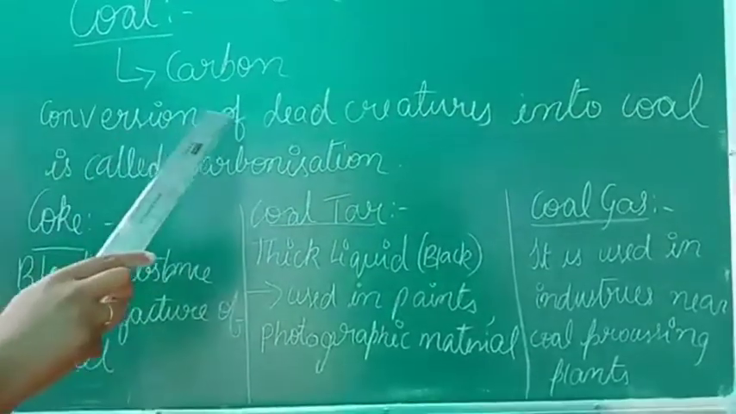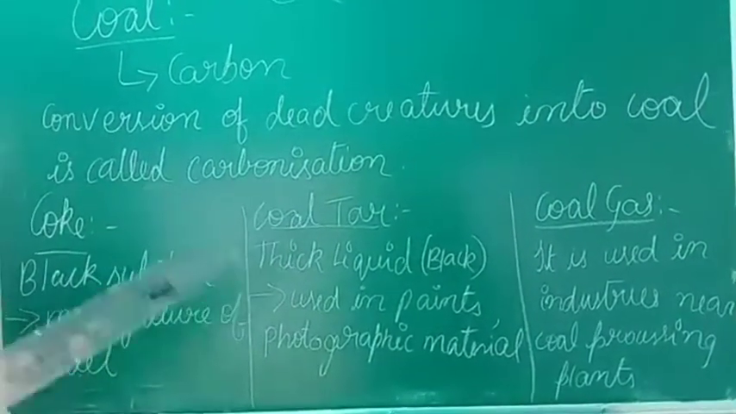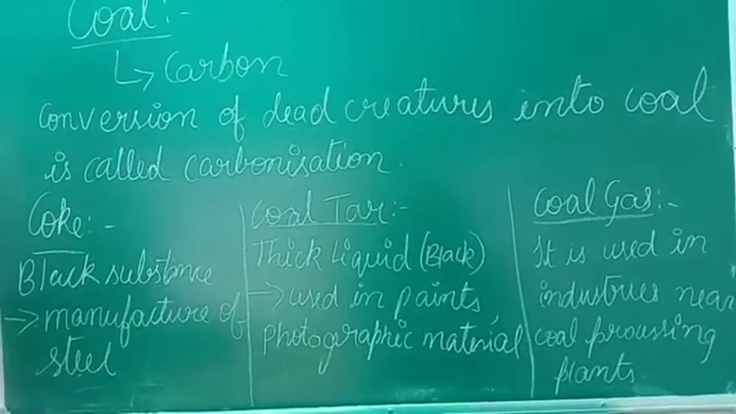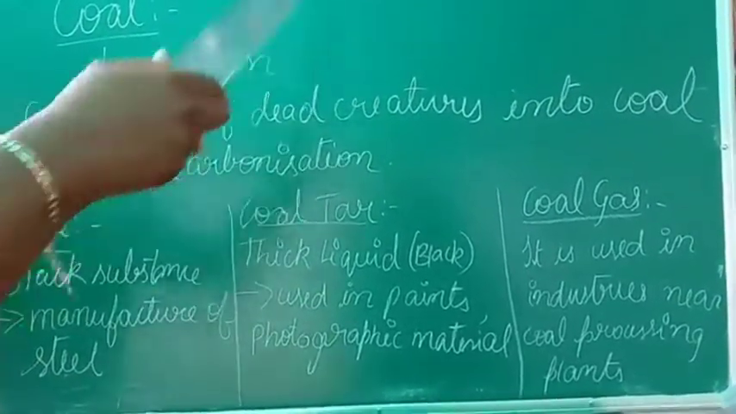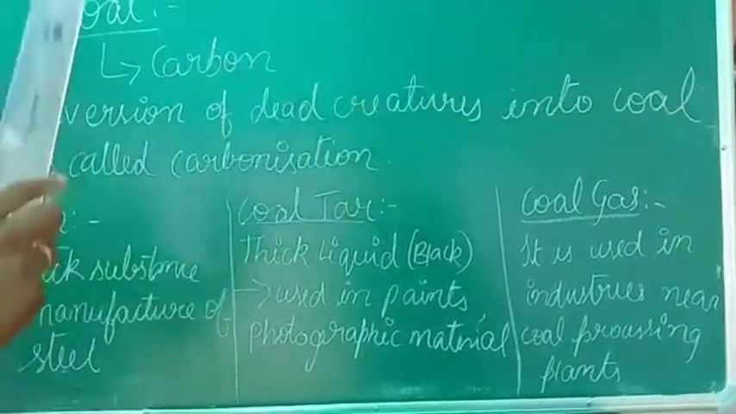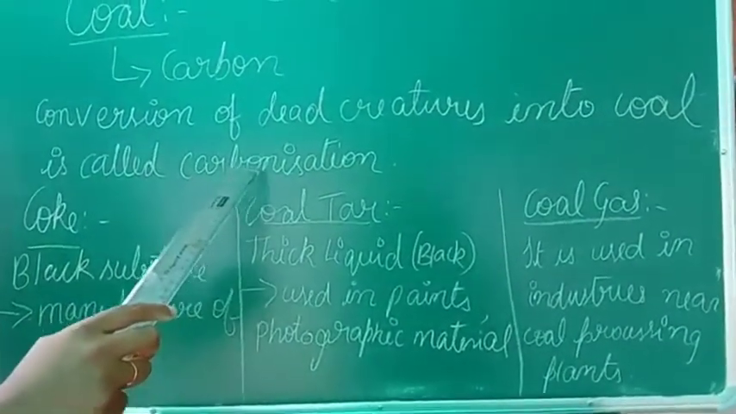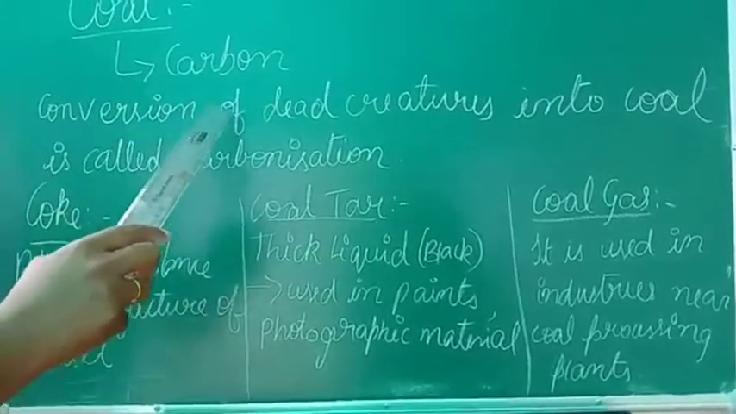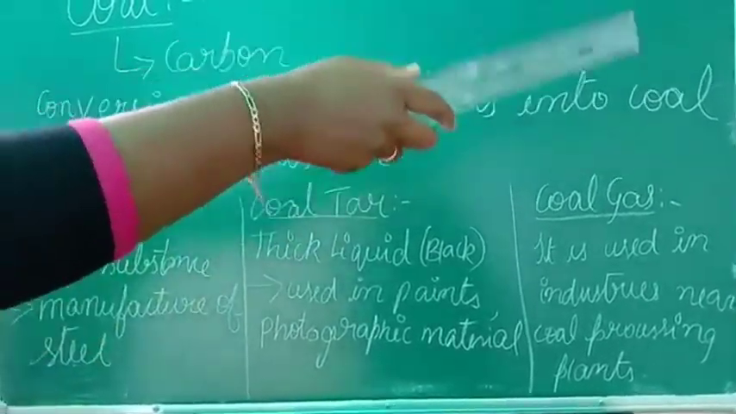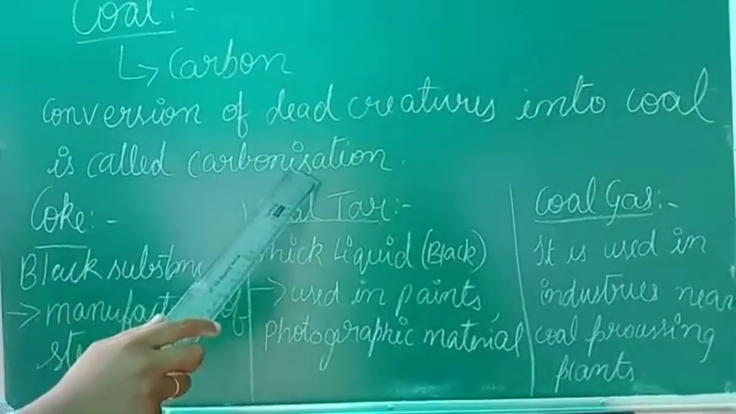Conversion of dead creatures. Dead creatures we bury underground, right? Under the mud we bury them. So those dead creatures will convert into coal. That particular conversion we call carbonization. What is carbonization? Conversion of dead creatures into coal is called carbonization.